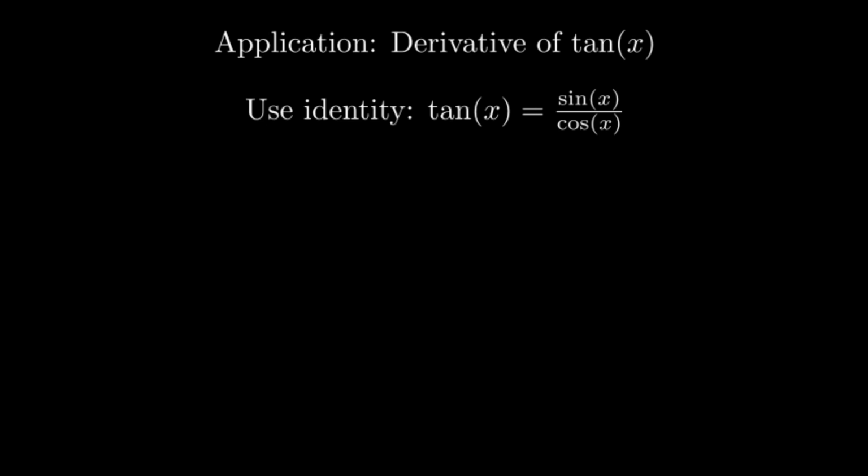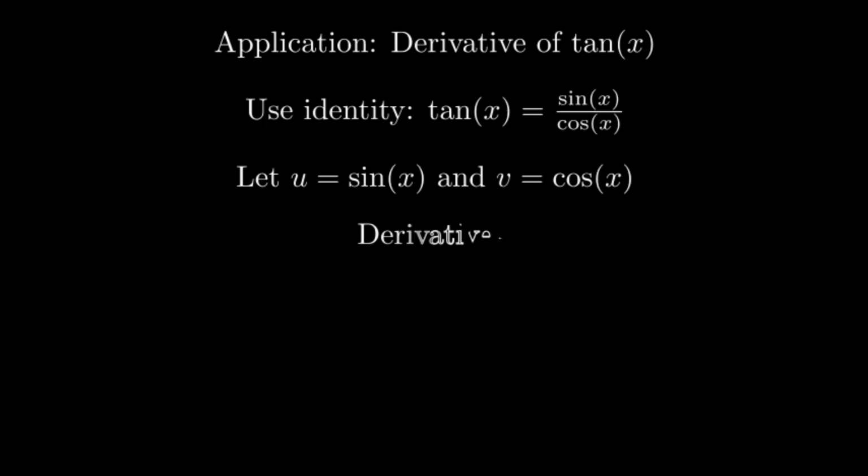Let's set up our quotient rule problem. The numerator, u, is sine x. The denominator, v, is cosine x. Now we find their derivatives. The derivative of sine x is cosine x. The derivative of cosine x is negative sine x. Now we substitute these four pieces into the quotient rule formula, v u prime minus u v prime, over v squared.